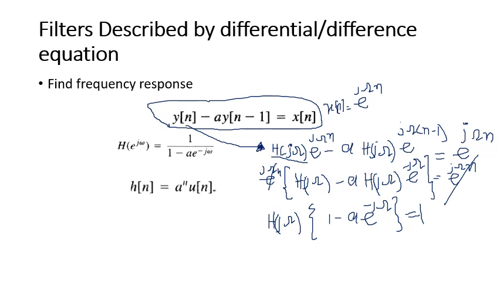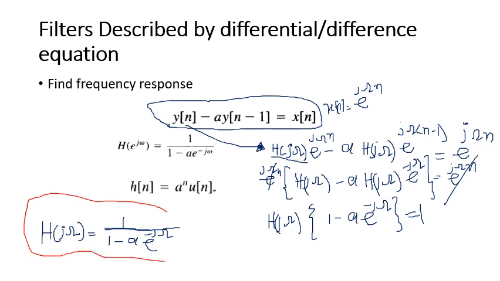So that means H of j omega equals 1 over 1 minus a e power minus j omega. So this is the frequency response for this recursive equation.